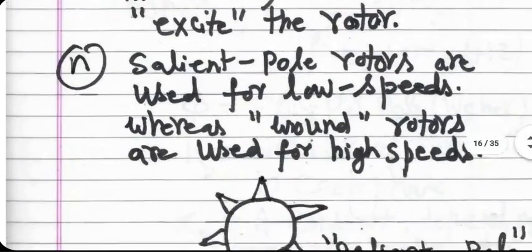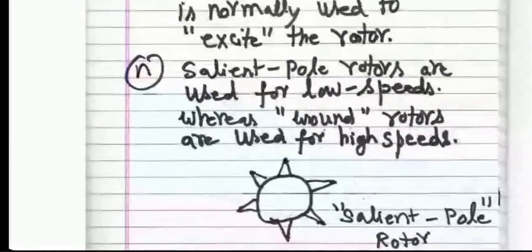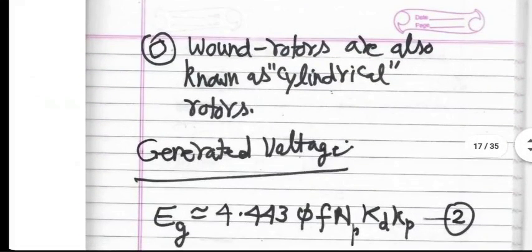Again, the salient pole rotor looks like this. The cross section looks like this. The poles are physically coming out. Wound rotor, of course, doesn't have that construction.